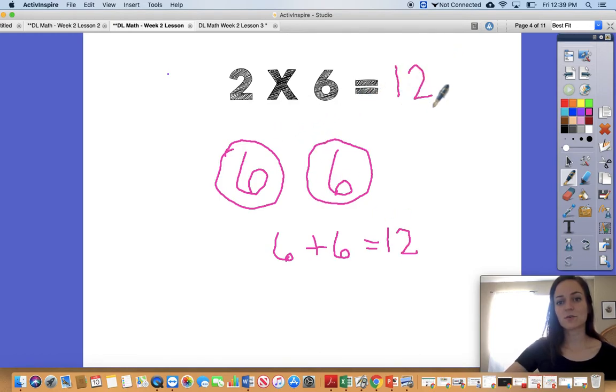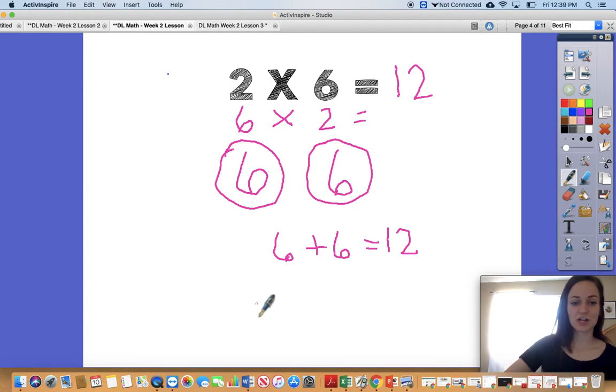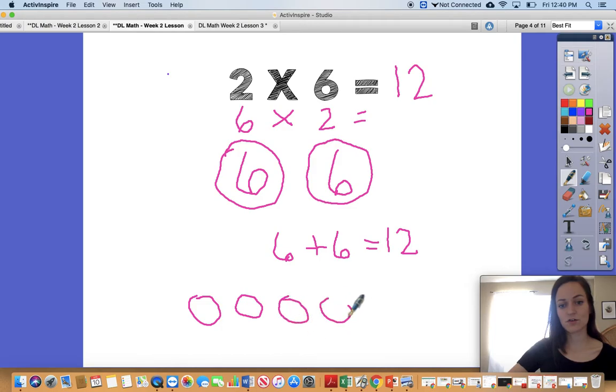Now, another thing that's cool about multiplication is I could flip these and I would still get the exact same answer. I could write this as 6 times 2, and I could still get the same answer. Let's try drawing a picture of that. 6 groups of 2. 1 group, 2 groups, 3 groups, 4 groups, 5 groups, 6 groups. And I'm going to put 2 in each group. 2, 2, 2, 2, 2, 2.